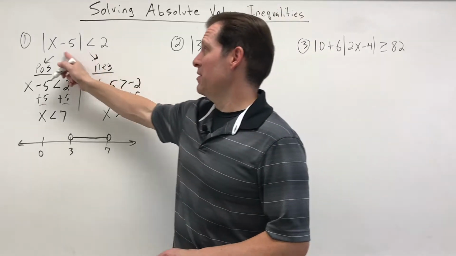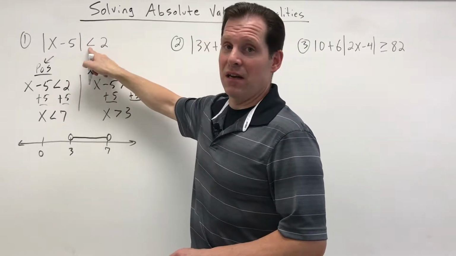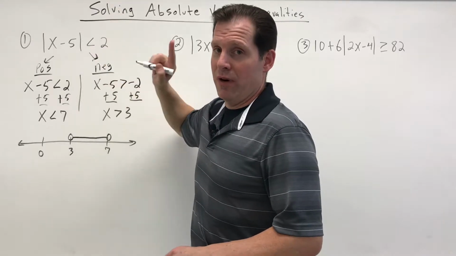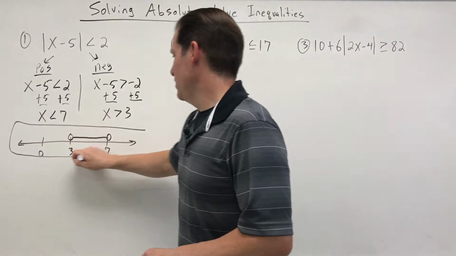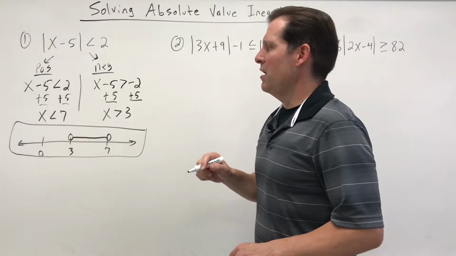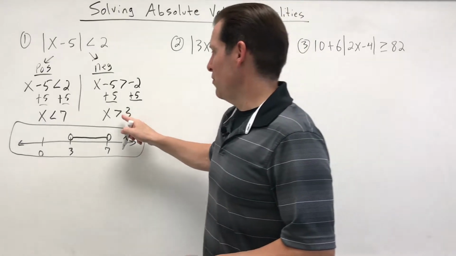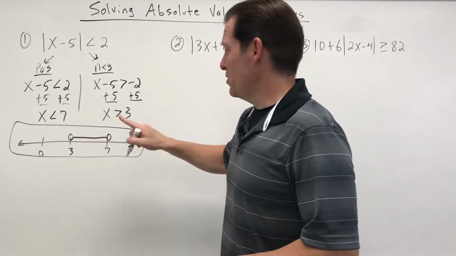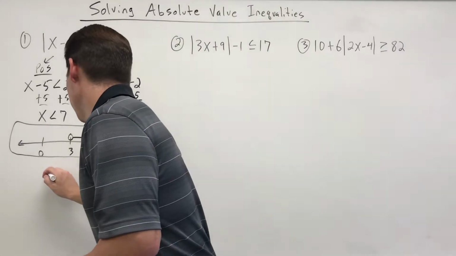And I can tell that because this absolute value is isolated, it's by itself, and this is a less than or a less than or equal to. When that happens, you have an and statement. So here is our number line. But remember, with an and statement, we have a compound inequality. So if it happens to be a multiple choice question, you probably wouldn't see the answer this way. The way you would see it would be like this.